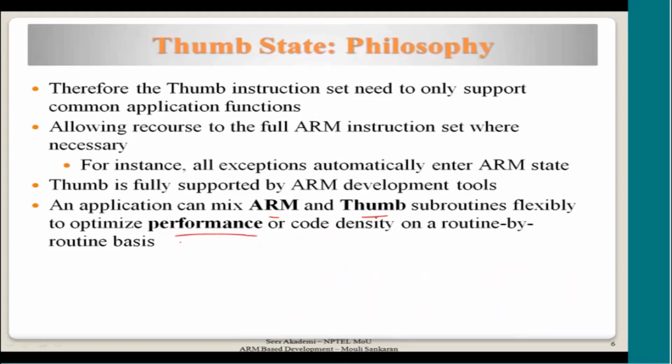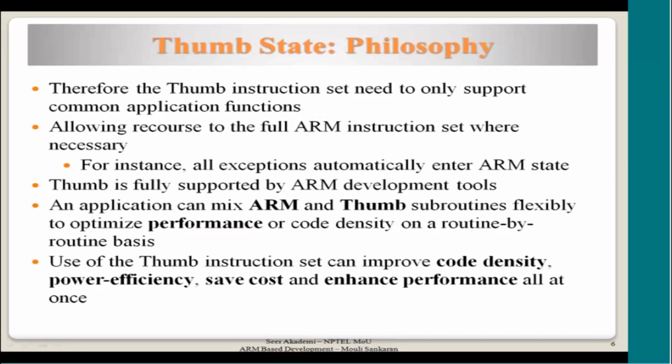Okay, wherever there is a performance, to optimize the performance versus code density. So if code density is important, you go for thumb mode. If performance is important, then you go for ARM mode. So you can choose which one you want to execute in ARM mode, which one you want to execute in thumb mode, and then tools would support it, and you will generate the code accordingly, and then the processor changes the mode and fetches those instructions accordingly.